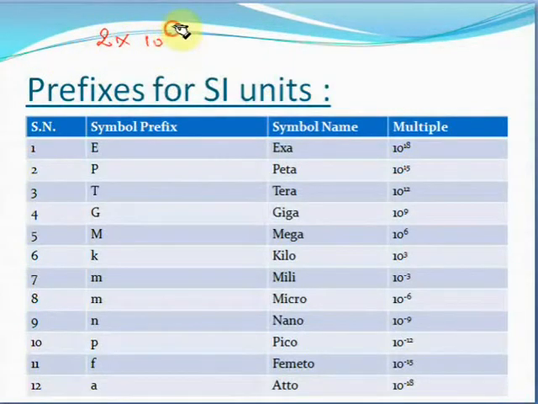2 into 10 to the power minus 12 second can be written as 2 picosecond, as the prefix for 10 to the power minus 12 is pico. So these are the 12 prefixes for SI units.